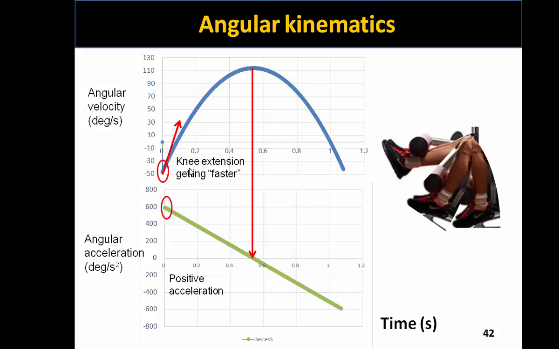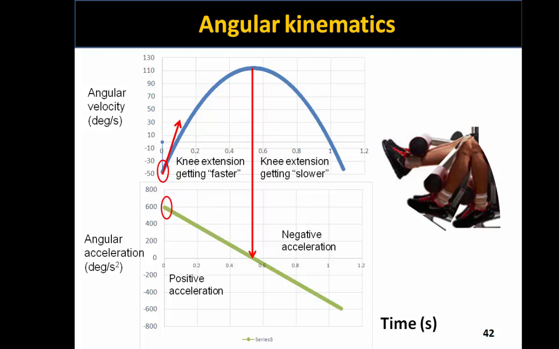So when the knee extension is getting faster, it's still accelerating to where it peaks, and then on the back side of this, on the second half of this, we see that velocity is starting to slow down. And that's indicated by the negative acceleration. So the negative acceleration tells us that the knee is accelerating in the opposite direction.